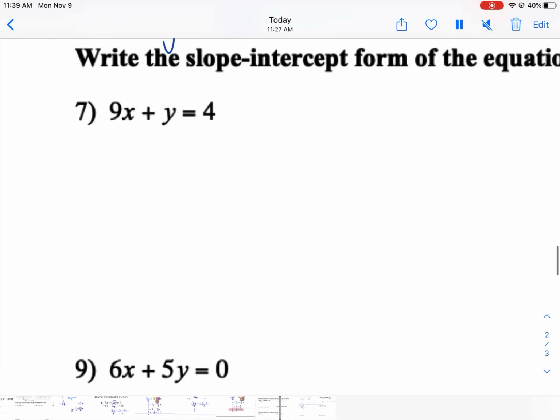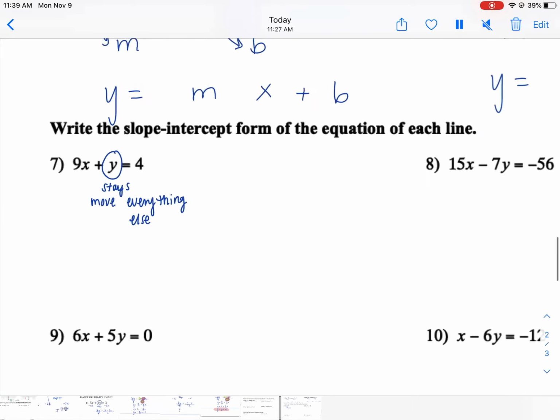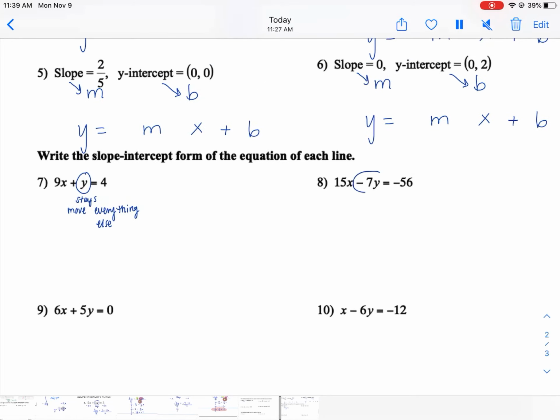And now lastly, we are once again solving for y like we did in the last four on the practice portion. Okay, y stays, move everything else. All right, just like the negative 7y stays, you're going to move everything else to the other side, then get y by itself by performing an operation.